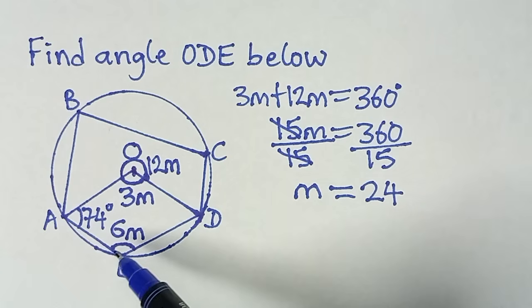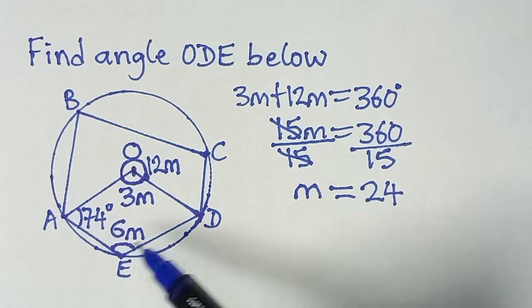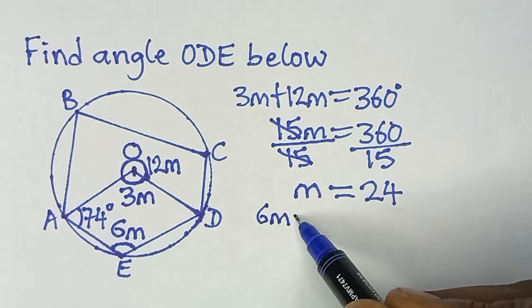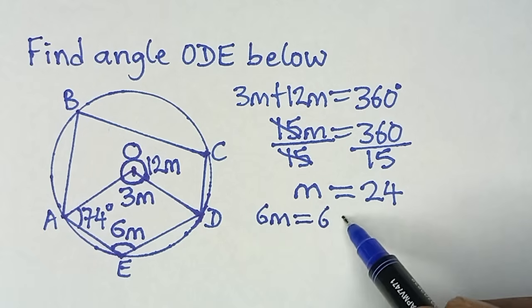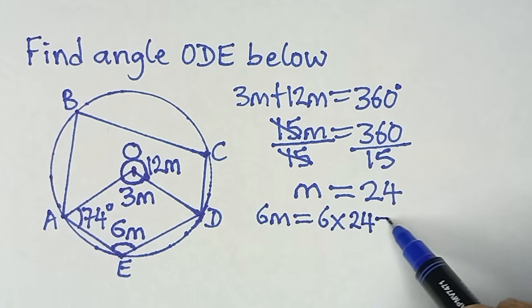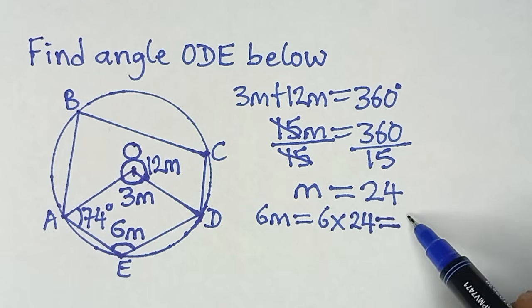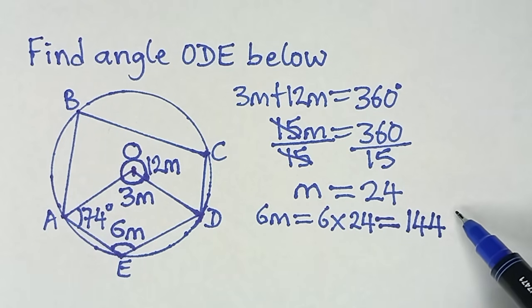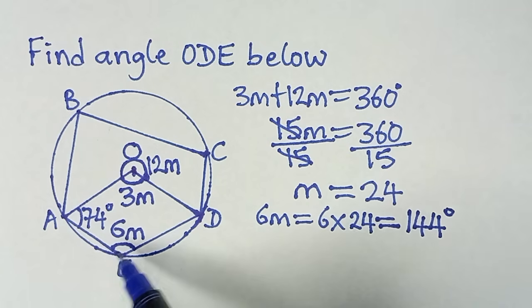Now, if we know the value of M, then we can find this angle here. That angle 6M will be equal to 6 multiplied by 24. And 6 multiplied by 24 is going to give us 144 degrees. So that means this angle here is 144 degrees.